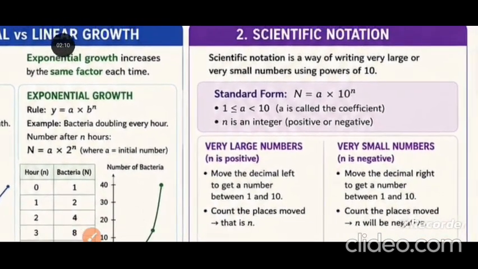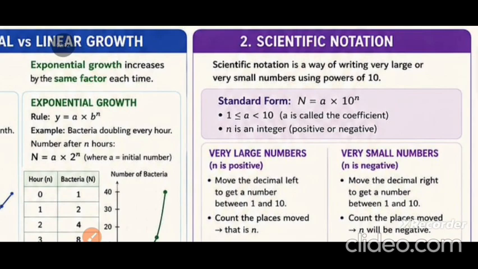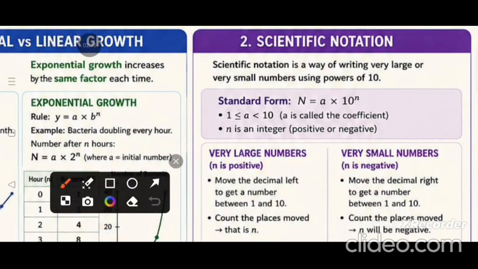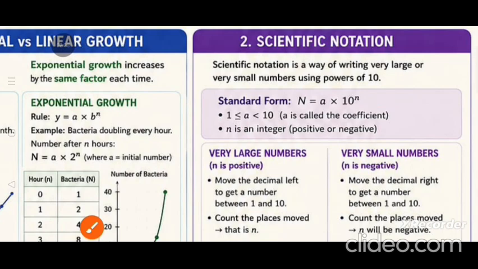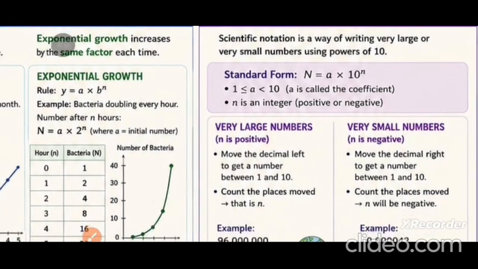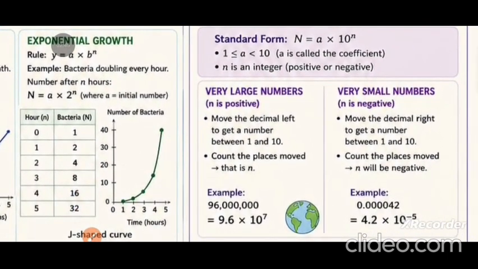Now this is the scientific notation. Scientific notation is a way of writing very large number or very small number using power of 10. This is the standard form of the number, that is written a multiply 10 raised to the power n, where a is greater than or equal to 1, less than 10. A is called the coefficient. N is an integer. It may be positive, it may be negative. For very large numbers, n is positive, and for very small numbers, n is always negative.